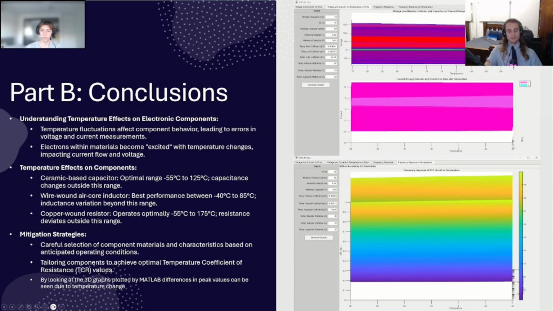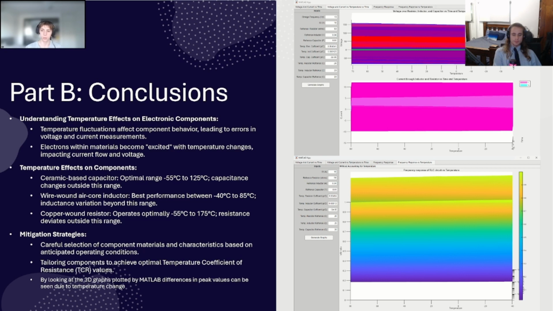As temperature fluctuates within electronic systems, the behavior of components such as resistors, inductors, and capacitors can deviate from ideal performance, introducing errors in voltage and current measurements. This phenomenon occurs because variations in temperature excite the electrons within the materials, altering their conductivity and affecting their flow of current and voltage. It can be seen in the 3D graphs of both the voltage and current that as temperature increases, the voltage and current increase. While this is hard to identify because of the small TCR values chosen, this difference in values can still affect the operation of the circuit.